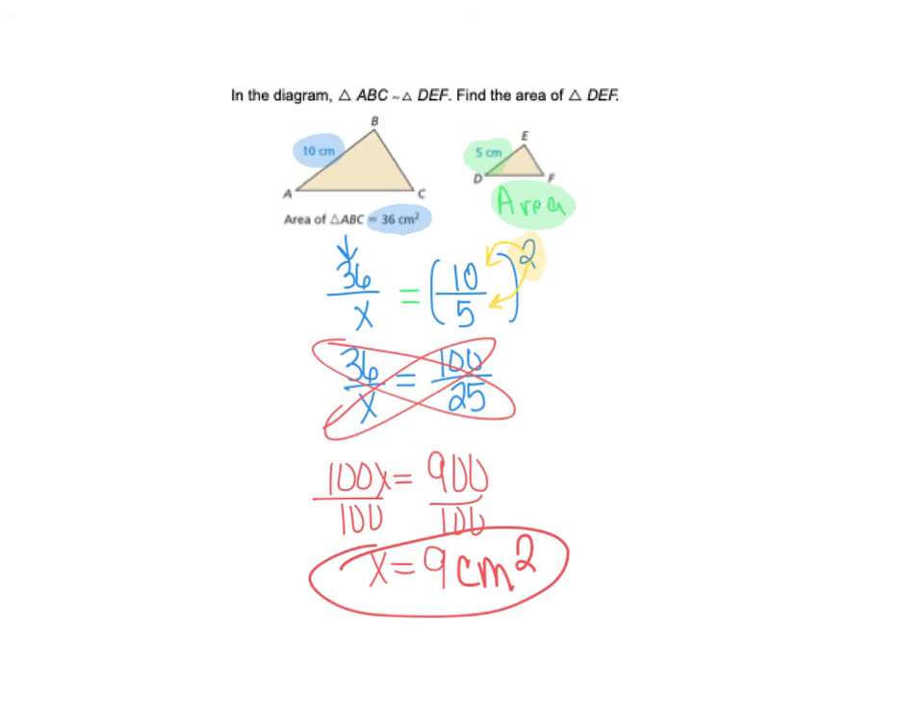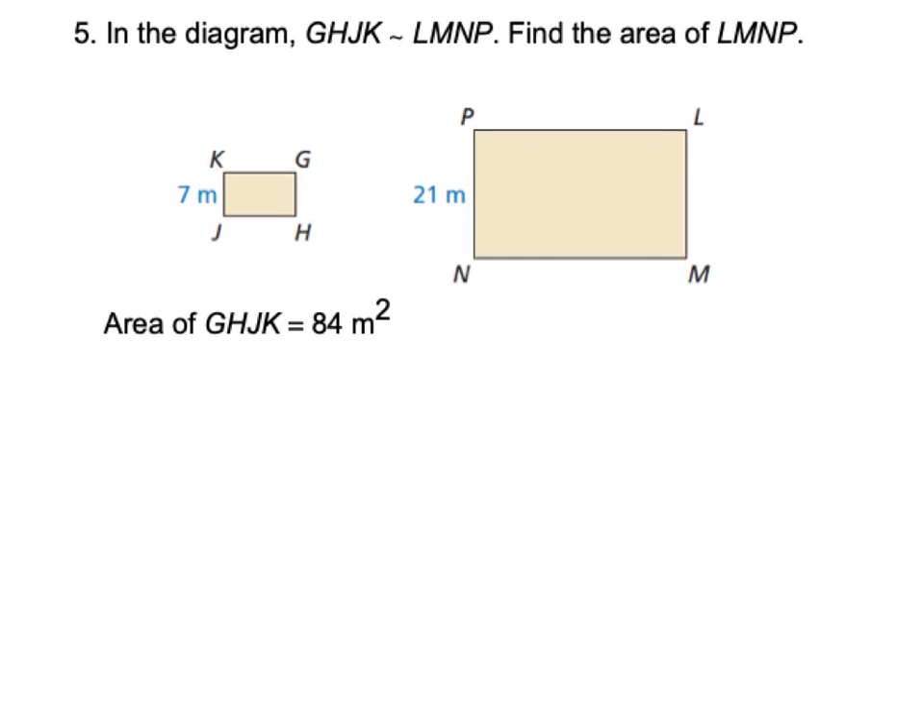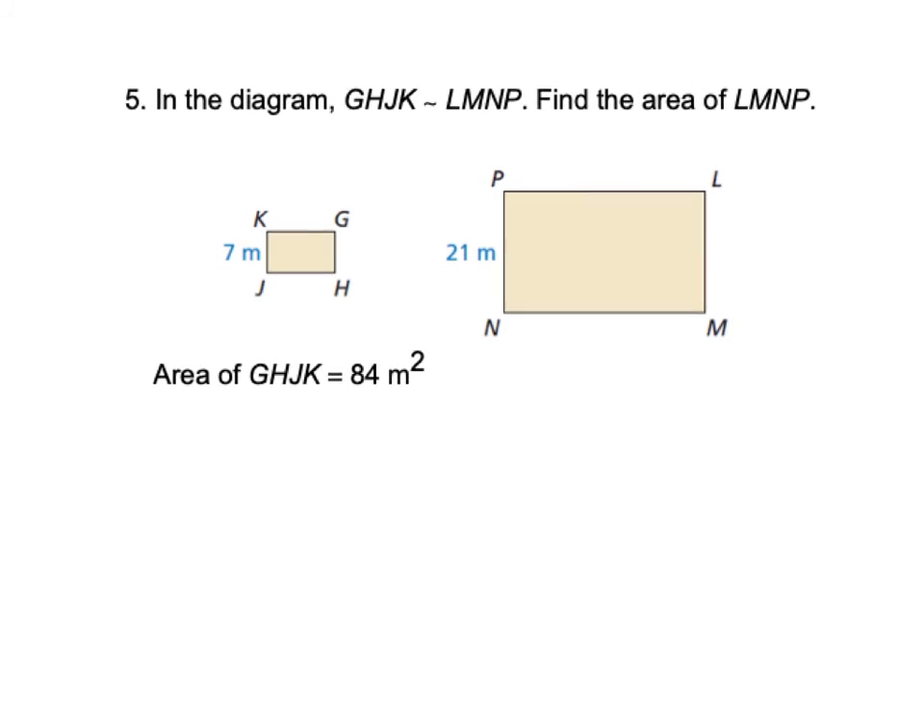Let's go ahead and look at another example. Here we have rectangles, and the rectangles are similar. So what we need to do, again, we're going to set up that formula, area over area. We know what the area of the little one is. What we don't know is the area of the big one.